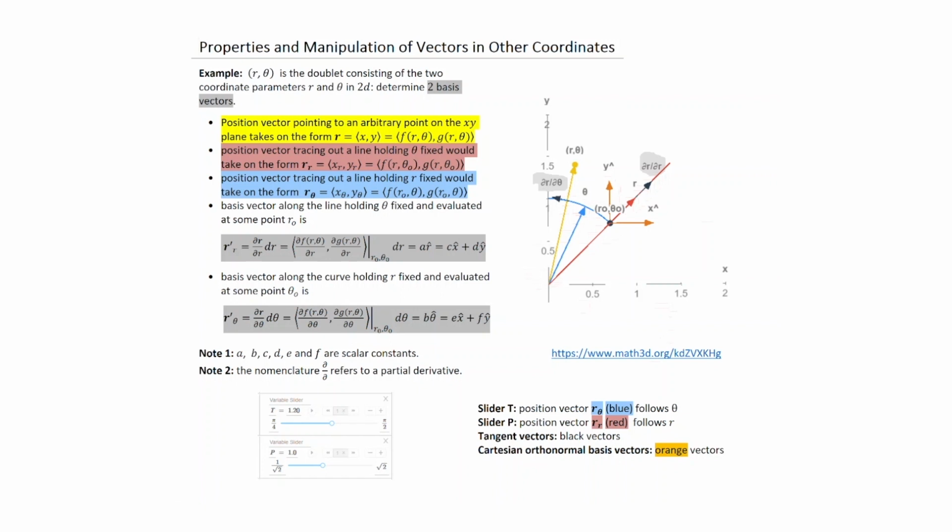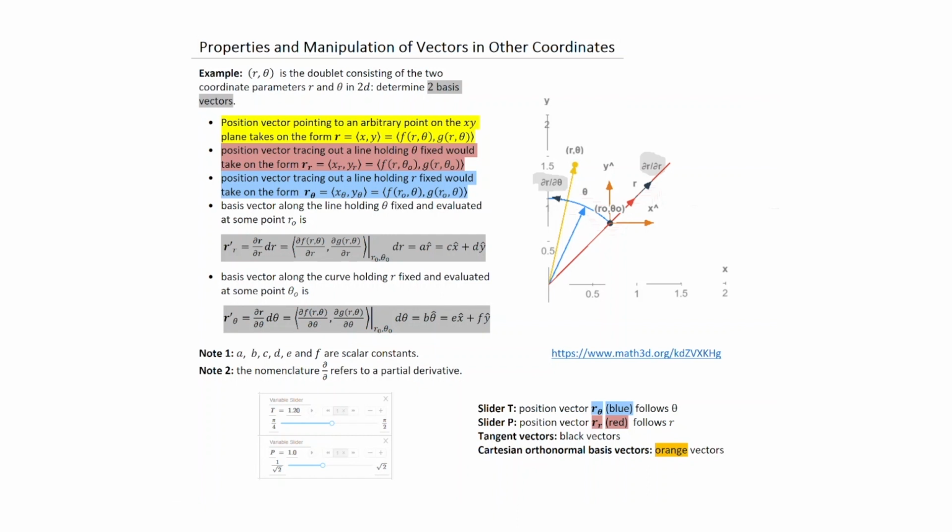Okay, so we want the basis vectors at this location, but in this new coordinate system. So we know that one will be pointing along here, and one will be pointing along here. The one pointing along here would be a tangent line, and this tangent line would be holding r fixed. Here's another one. This is the red one, right? Turns out that the black arrows represent the unit vectors, or basis vectors, in this new coordinate system. In this case, it would be along this line here, okay?